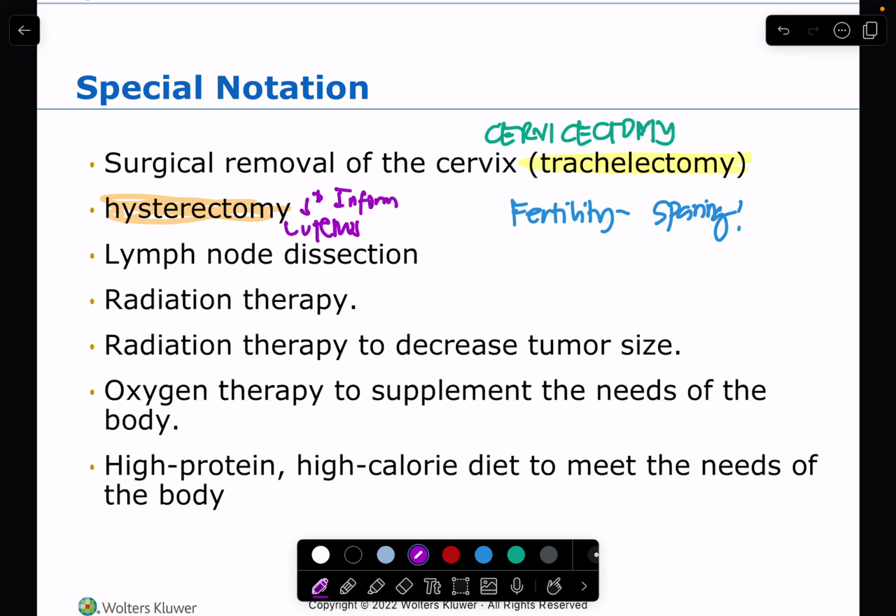Lymph node dissection, ayan, so we are going to have lymphadenectomy, so we will check whether there is some presence of malignancies in the nearest lymph nodes adjacent to the female reproductive organ, like common iliac arteries or iliac regions, yung obturators, ayan, okay. Radiation therapy, ayan, to decrease the size of the tumor, oxygen therapy, and high protein, high calorie diet.